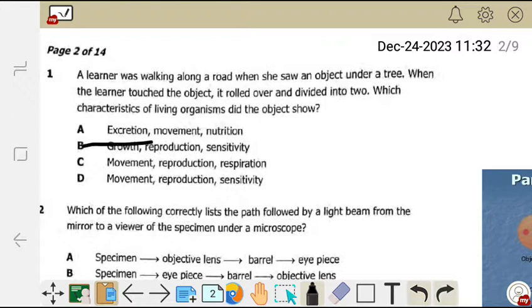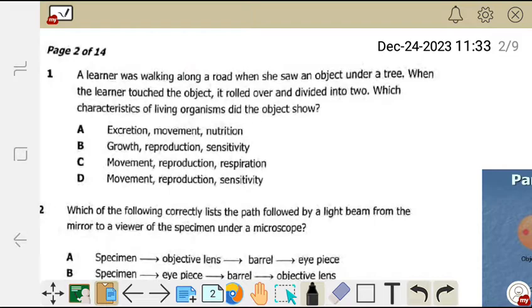A. Excretion, movement, nutrition. B. Growth, reproduction, sensitivity. C. Movement, reproduction, respiration. And D. Movement, reproduction, sensitivity. So, which characteristics of living organisms did the object show?